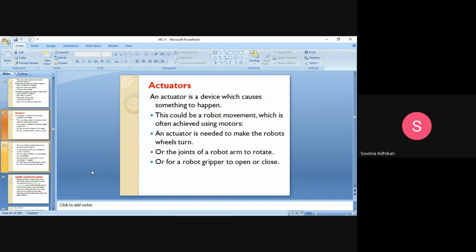Actuators. An actuator is a device which causes something to happen. This could be a robot movement, which is often achieved using motors. An actuator is needed to make the robot's wheels turn. So an actuator is a device associated with the robot's movement, or for the joint of the robot arm to rotate, or for a robot gripper to open or close.